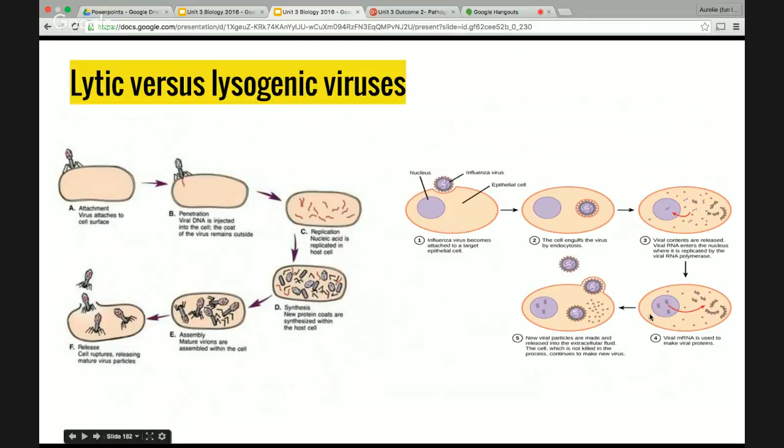Over here are the lysogenic viruses. Lysogenic viruses do not lyse the cell, but they form buds and steal the recognition molecules of the cell membrane.